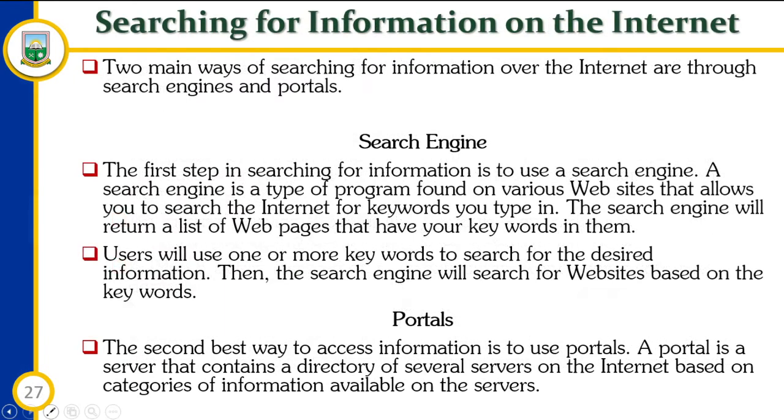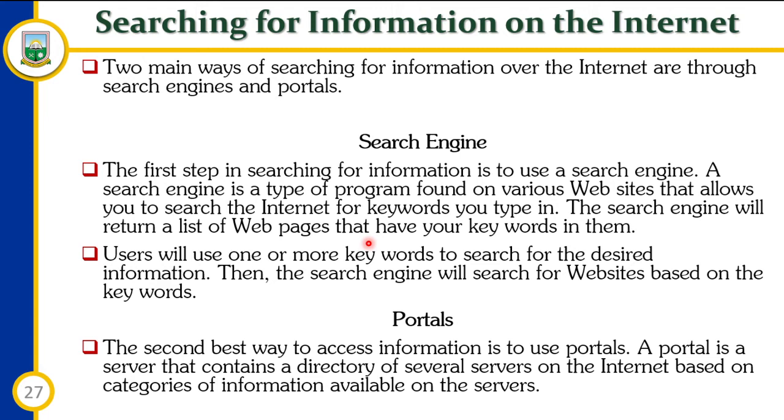Now, in terms of searching for information on the internet, there are two main ways of searching for information. The first one is through search engines, and the second one is through portals. For search engines, anytime you want to search, the first step in searching for information, you have to use what we call the search engine. A search engine is a type of program found on various websites that allows you to search the internet for keywords you type in.